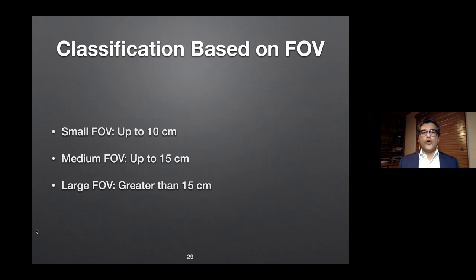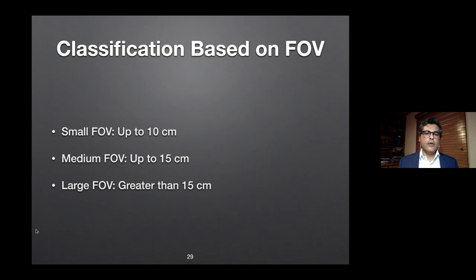Classification of the machines based on the field of view, or FOV. There are probably close to 100 manufacturers manufacturing cone beam CT scanners these days. Broadly speaking, we can classify them as scanners which are able to scan small areas of anatomy, medium size areas of anatomy, or large areas of anatomy.